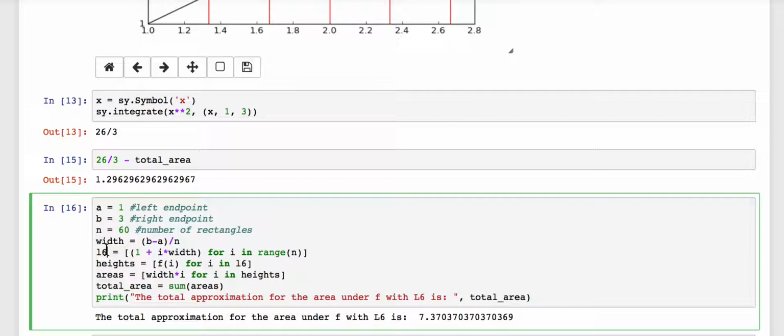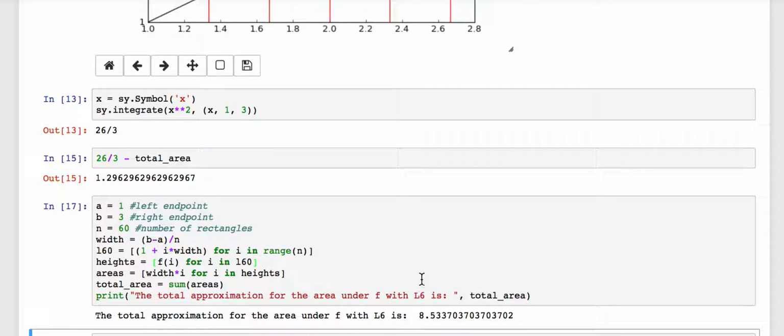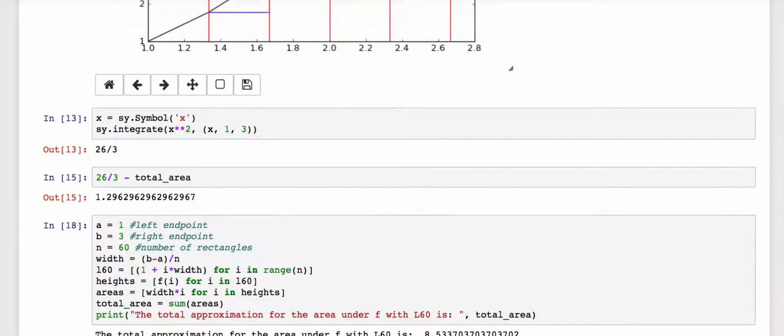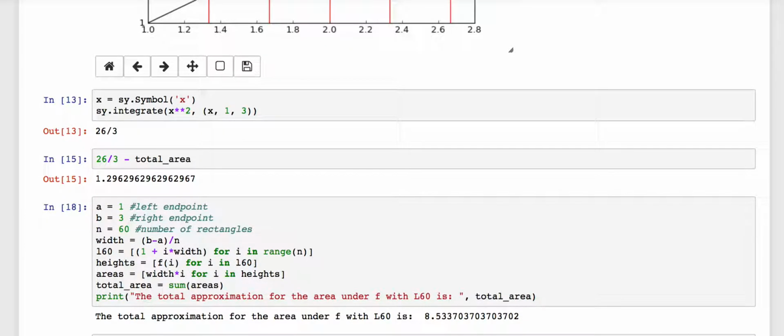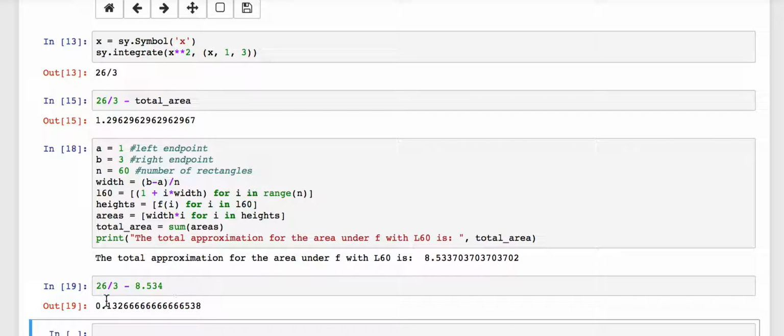And I'll call this variable L60 now. Here, this is L60. And we should have everything else together. And okay, now we get 8.53. So that changed quite a bit. And if we want to compare that to what we got with SymPy, then again, we can do sympy 26 over 3 minus 8.534, and we've decreased our error significantly.